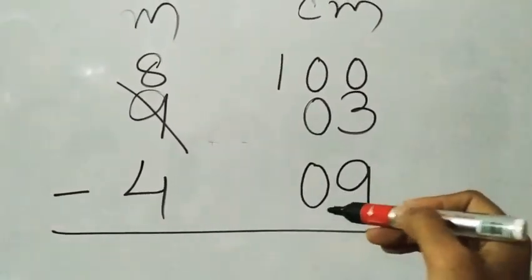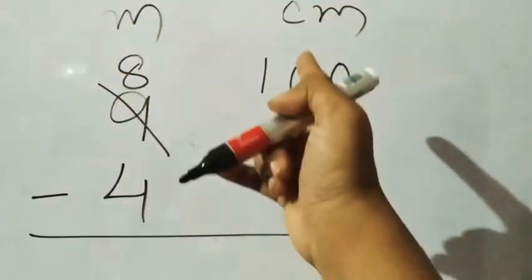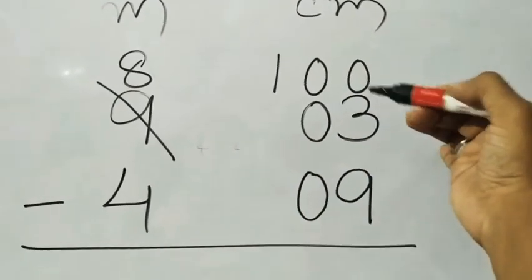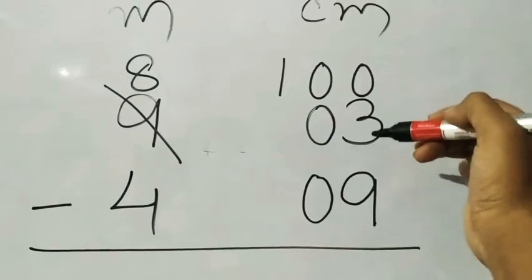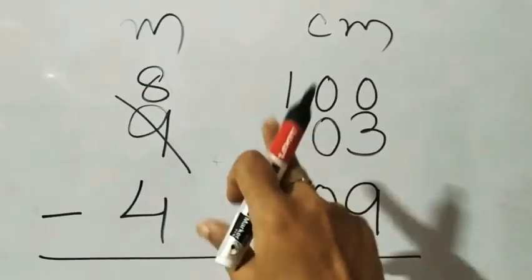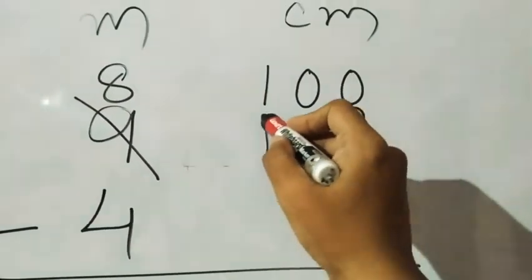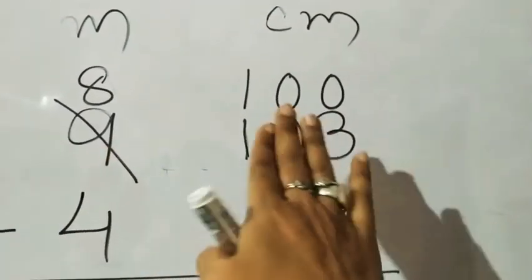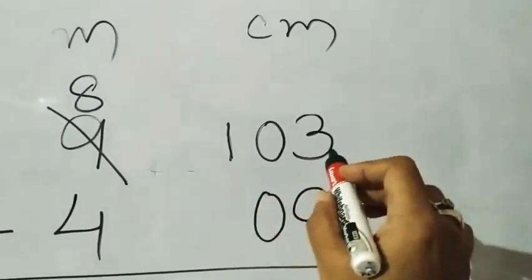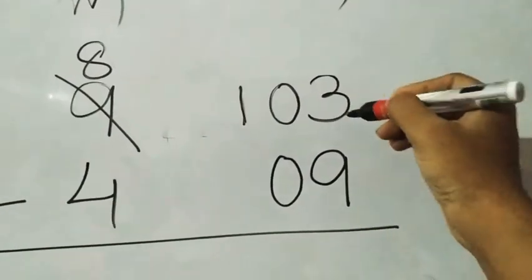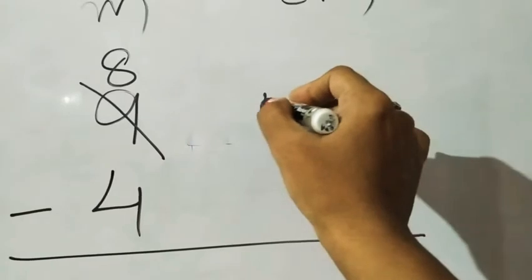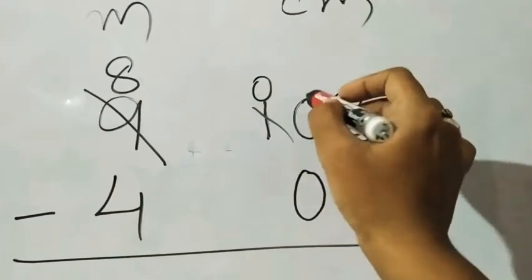Now 0, 3 minus 0, 9 you cannot do. So you borrowed 1 meter and became 100 centimeter. Now 100 plus 3, that is how much? That is 103. You can write it like this, or you can just write 1 here. If you write 1 here, that means 100 you brought it as I taught you before. That is 103 minus 9. Now you cannot borrow anything, so this 1 you cut. Here it will become 0.